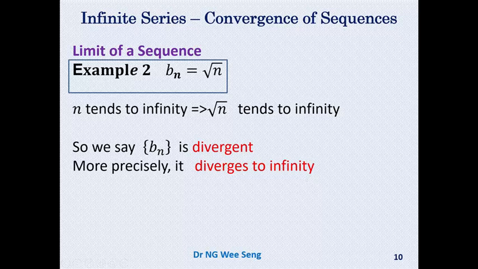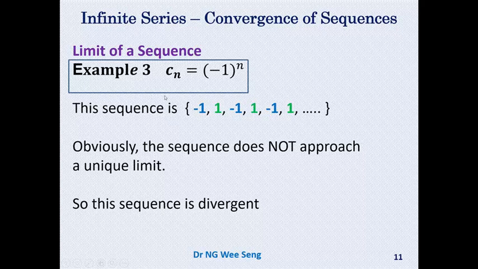So far we have two examples. One is a convergent sequence, and the second one is a divergent sequence that has a limit of infinity. In the third example, I will show you a divergent sequence that does not diverge to infinity. And this is a famous sequence, minus 1 to the power of n. If you were to list down the numbers, you will find that this is a sequence that toggles between minus 1 and 1. And this goes on forever.